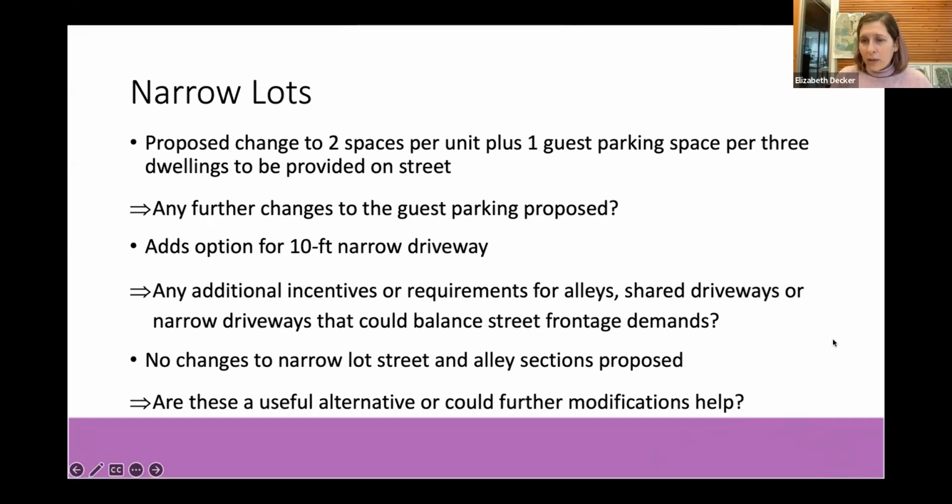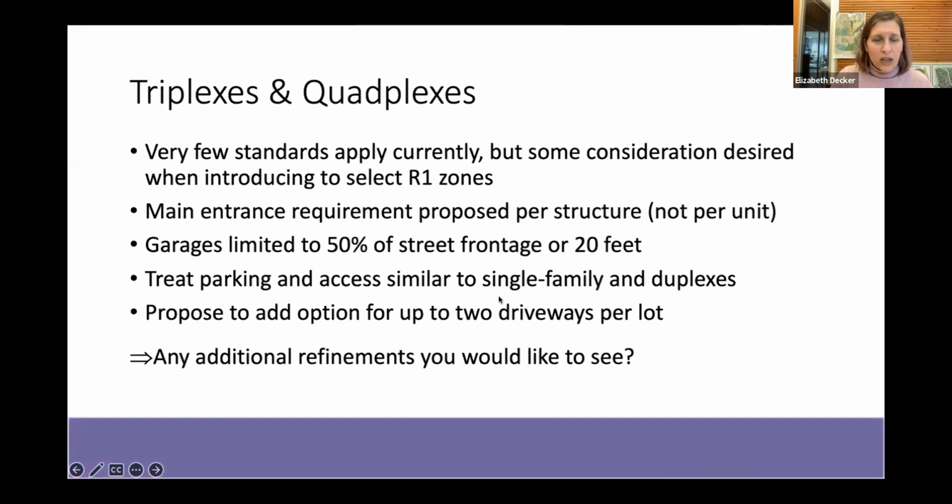All right, I'm going to keep us moving. I see we have about 17 more minutes. We're almost through special uses, which is the biggest piece of this code package. So the final section is the triplexes and quadplexes. What's interesting is there really aren't a lot of standards that apply if you wanted to build a triplex or a quadplex right now. The only multifamily standards are about open space that kick in at 12 units.